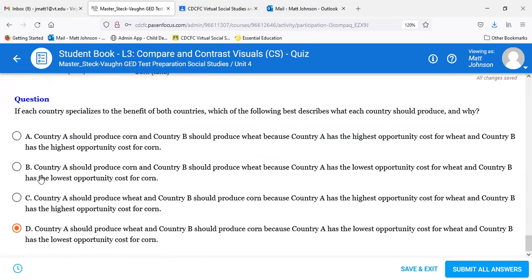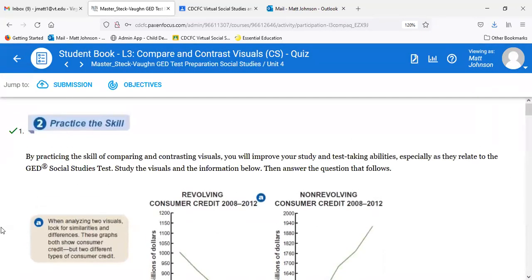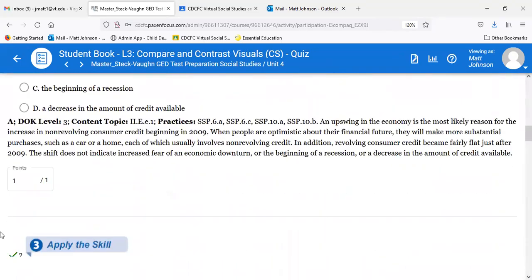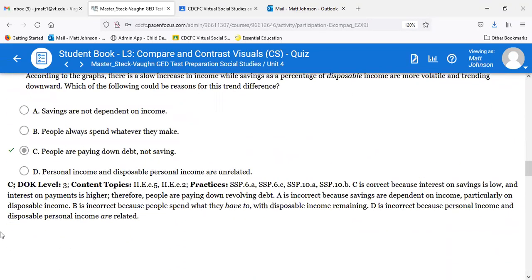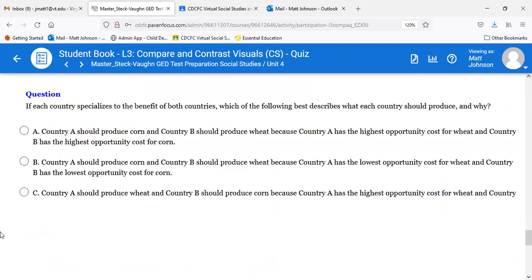Why, what can I produce more of with the same money? That's opportunity cost. So for that country, it's wheat. So D as dog for 4. And quiz is complete. Real quick there. So 1 was A, 2 was C, 3 was also C, and 4 was D.